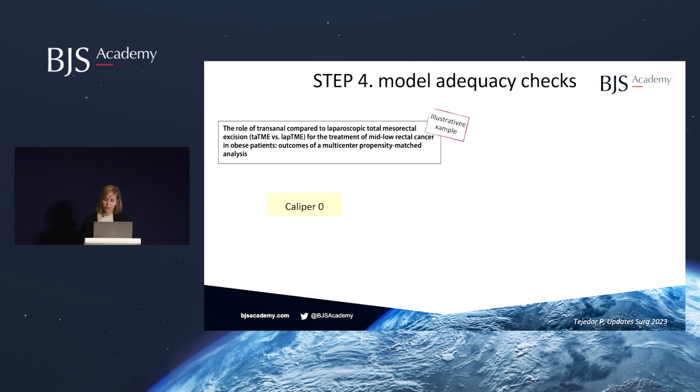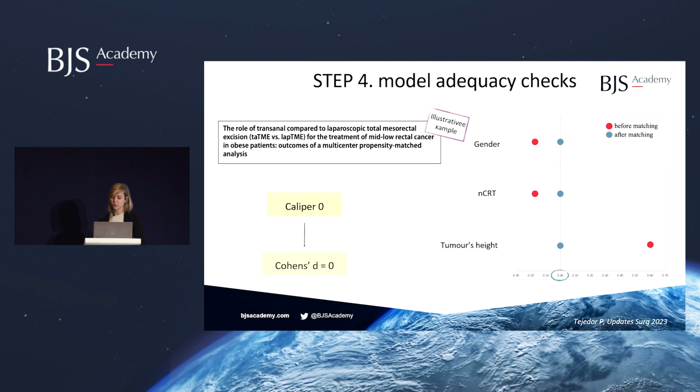Well, after matching is completed, we should apply a series of model adequacy checks. The objective of this is to check whether the balance of the covariates has truly been achieved during the whole procedure of the matching. Then standardized mean differences, called Cohen's d, are calculated before and after matching to assess the success of our matching procedure. For example, this graph shows a value of Cohen's d of 0 for the 3 covariates analyzed, because our caliper was 0.